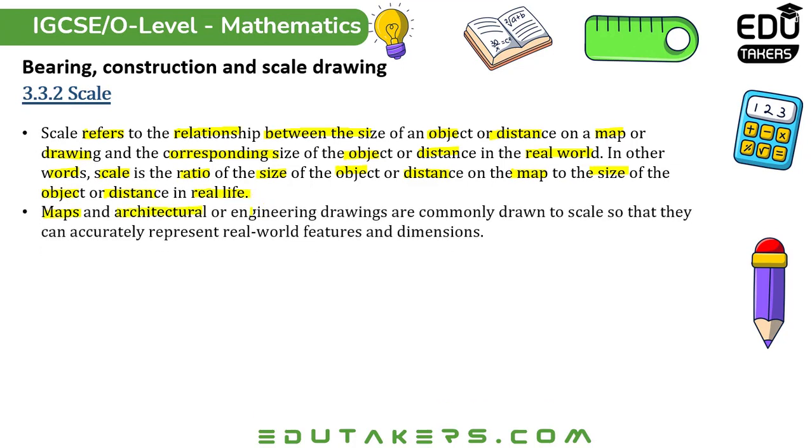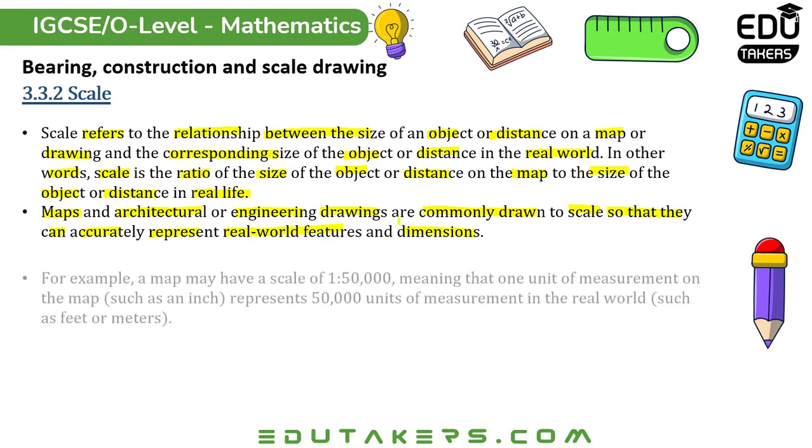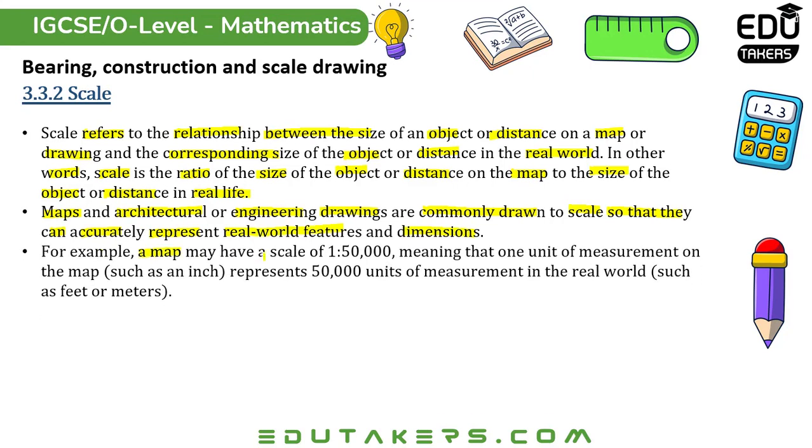Maps and architectural or engineering drawings are commonly drawn to scale so that they can accurately represent real-world features and dimensions. For example, a map may have a scale of 1:50,000, meaning that one unit of measurement on the map, such as an inch, represents 50,000 units of measurement in the real world, such as feet or meters.